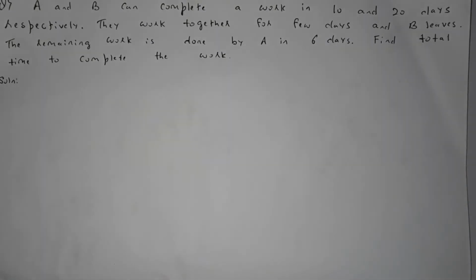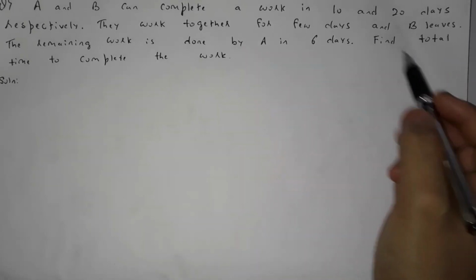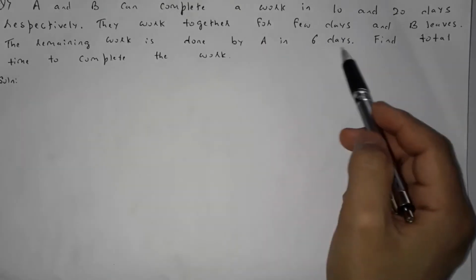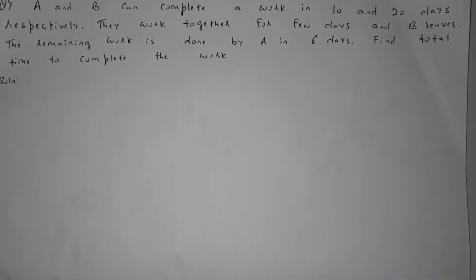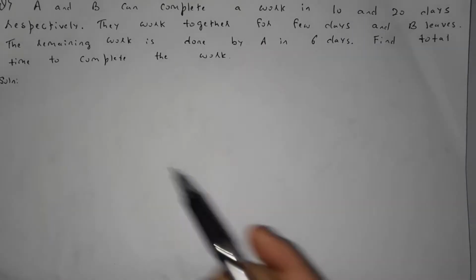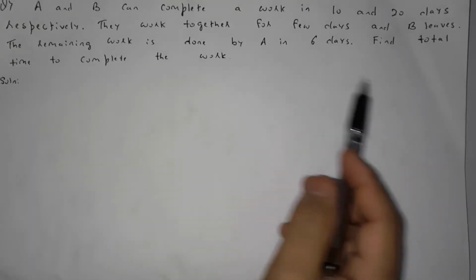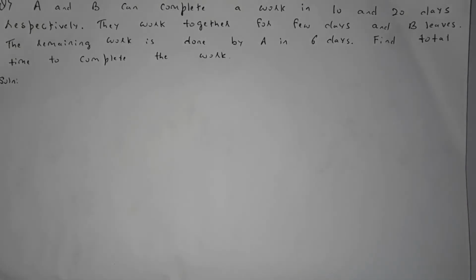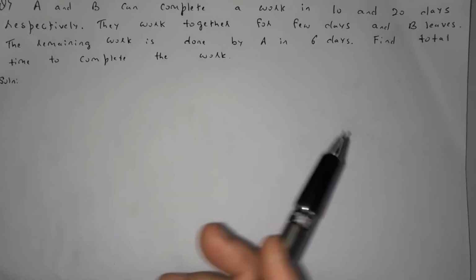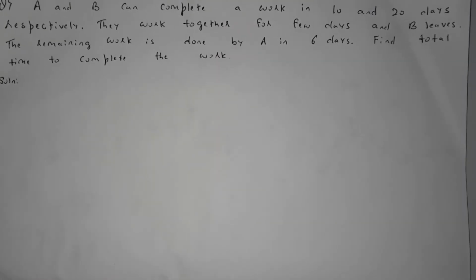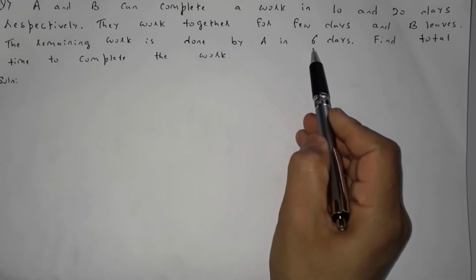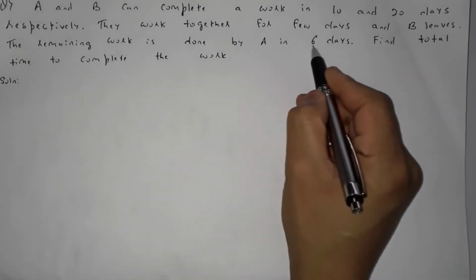Suppose A and B completed, let's say, 50% of the work for a few days. And then 50% of the work is done by A in how much? 6 days. Okay, the remaining work means, let's say 50% is done by A in 6 days. We have to find the total number of days in which A and B completed the entire work. Okay, 6 days A, we got only one.